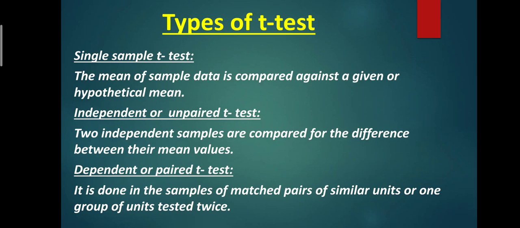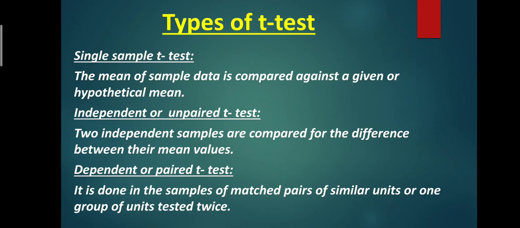The second one is independent or unpaired t-test, where two independent samples are compared for the difference between their mean values. And the third type of t-test is dependent or paired t-test, in which a single subject is analyzed twice and then the mean values obtained in both the conditions are compared with each other. This is called a dependent or a paired t-test.